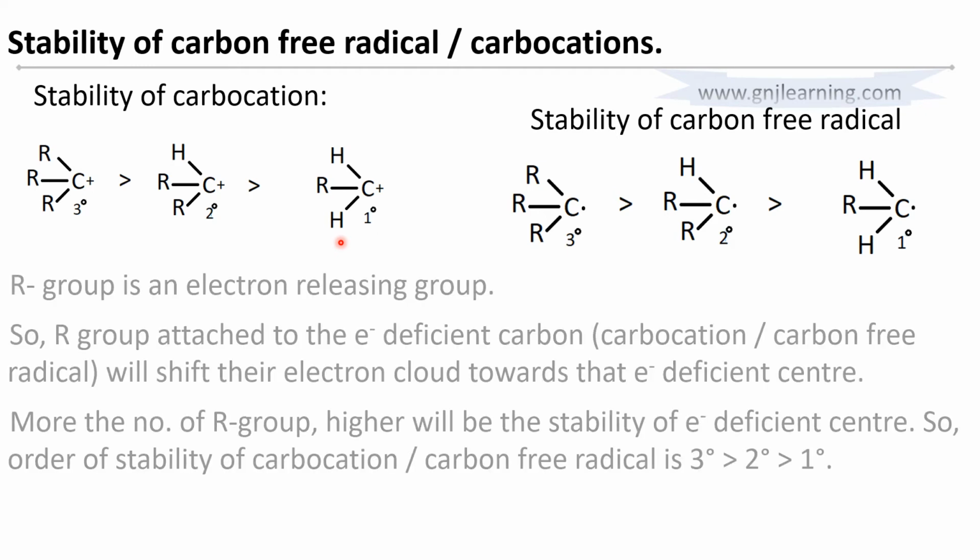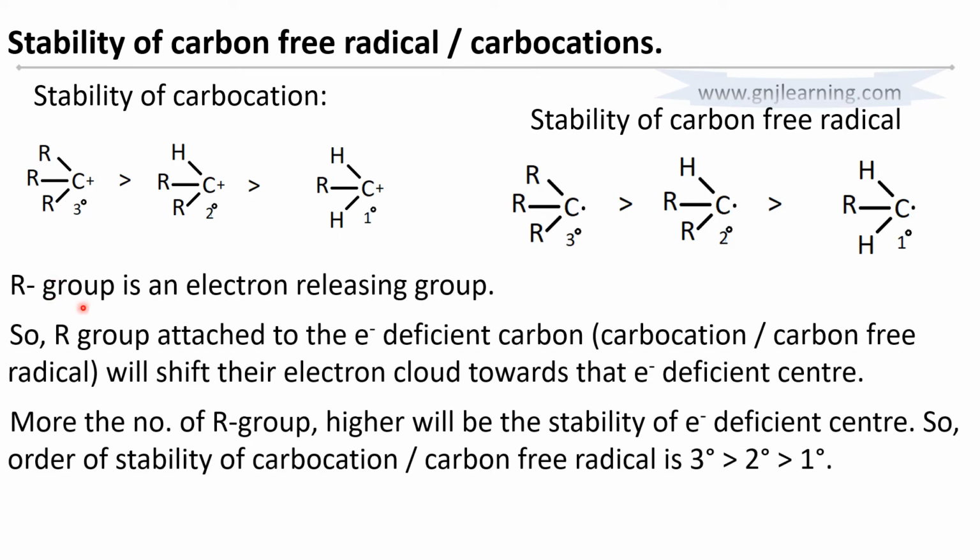Let us see. The R group is an electron releasing group. First of all, the R group is an electron releasing group. So if I have R, this R has a tendency to pull this bond pair of electrons towards its neighbor. So R will pull the bond pair. Clear? So the R group is attached to the electron deficient carbon.